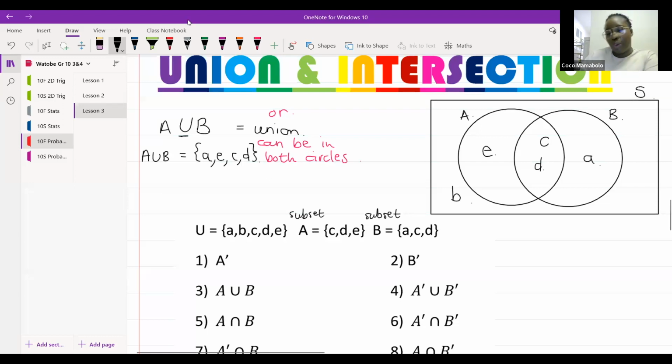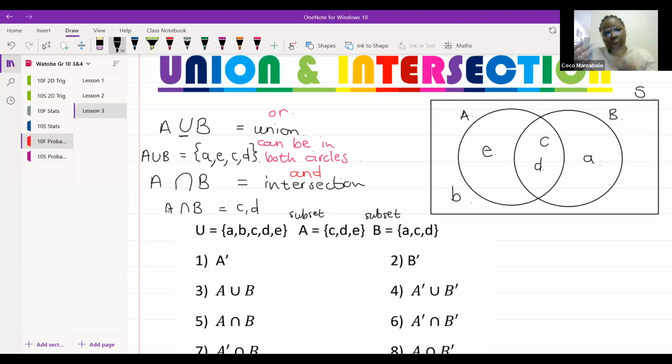But before you go away, Mfundo, let's talk about the intersection. The intersection would be A intersection B. And means that you have to be in both subsets. You need to be in both A and B. So what would the intersection of A and B be? C and D. Correct, C and D, because you need to meet both conditions. Are you understanding what I'm saying there? The difference between union and intersection?